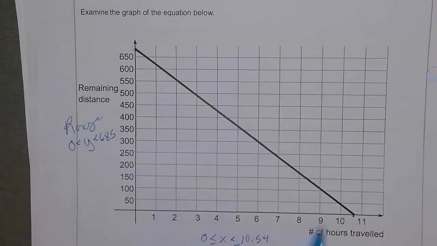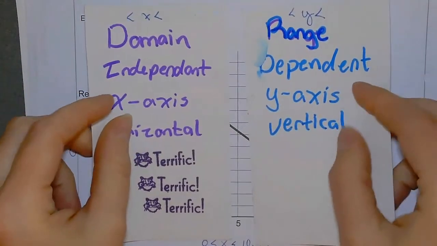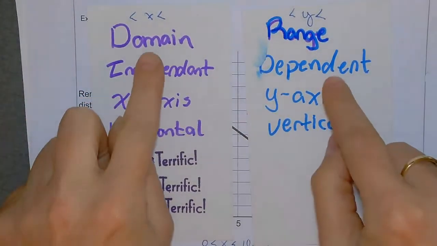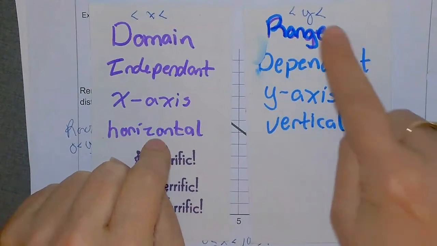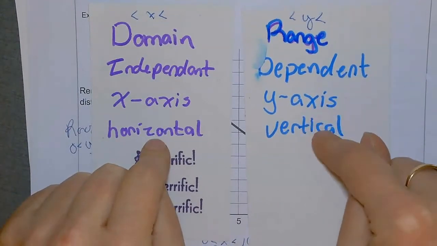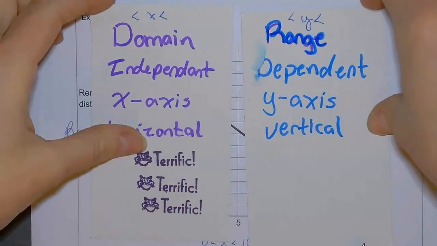For those of you who are online, you probably haven't seen these cards that I like to use to remind myself about domain and range and independent and dependent. So domain goes with X, it's independent, it's horizontal. Range is dependent, Y-axis vertical. So you might want to write that down in your notes really quick. You can hit pause.